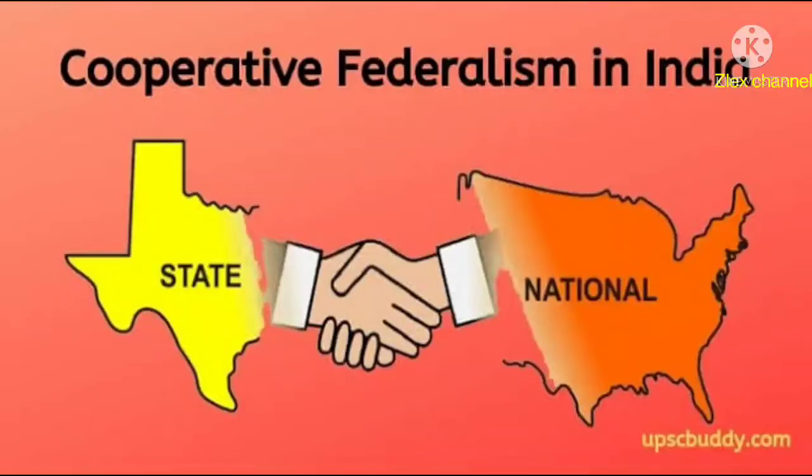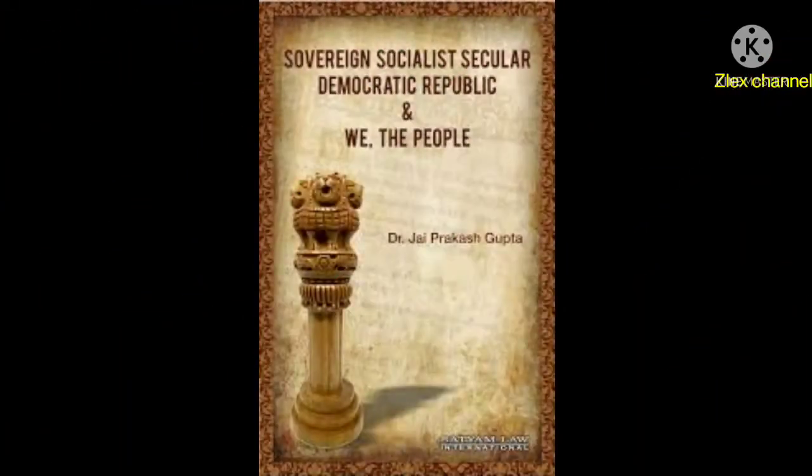Sixth, democratic republic. India is a democratic republic. A democratic republic means a government chosen by the people. The term republic means that the head of the state shall not be a hereditary head, but will be chosen by the people through an election.